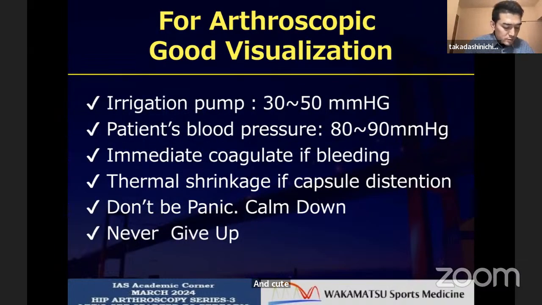For arthroscopy, the irrigation pump should be managed between 30 and 50 mmHg. Patient blood pressure should be managed between 80 and 90 mmHg. Immediate coagulation if bleeding, thermal shrinkage if capsule distension. And the most important thing: don't panic, calm down, and never give up.